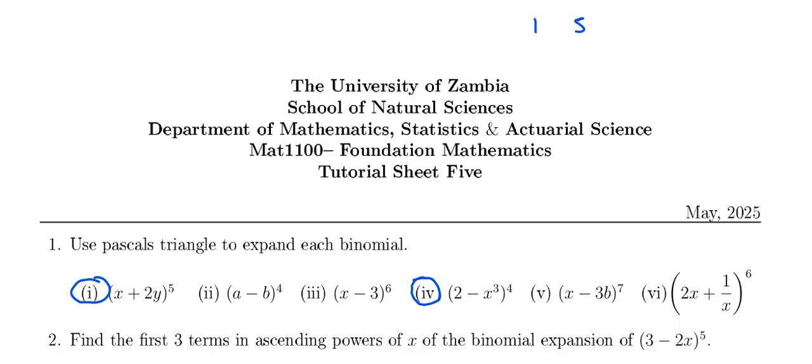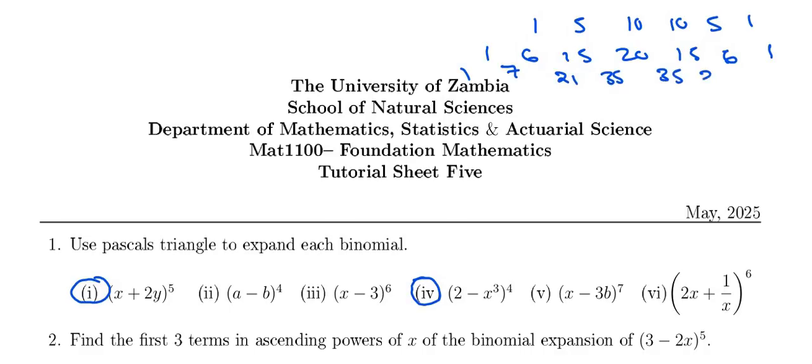I'll start from 5. So this is 10, 10, 5, and 1. You can go to 6. So it'll be 15, 20, 15. Then you have 6, you have 1. You go to 7. This is 7. This is a 21. This is a 35. 35. This is a 21, 7, and 1. So these are the coefficients that you're going to use for this part.